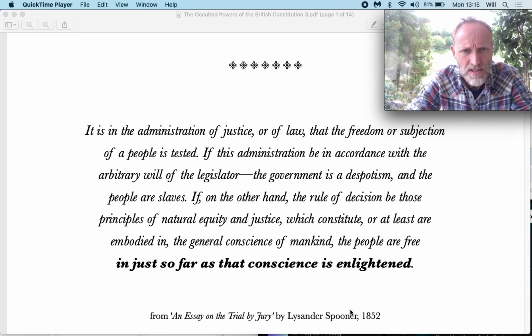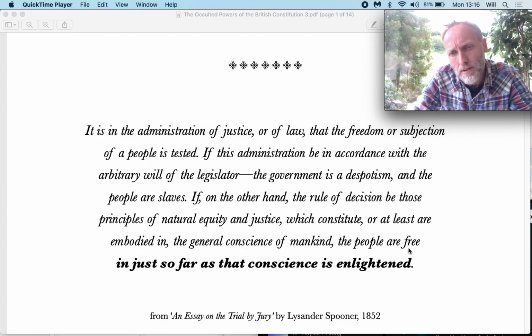"It is in the administration of justice or of law that the freedom or subjection of a people is tested. If this administration be in accordance with the arbitrary will of the legislator, the government is a despotism, and the people are slaves. If, on the other hand, the rule of decision be those principles of natural equity and justice, which constitute, or at least are embodied in, the general conscience of mankind, the people are free in just so far as that conscience is enlightened."